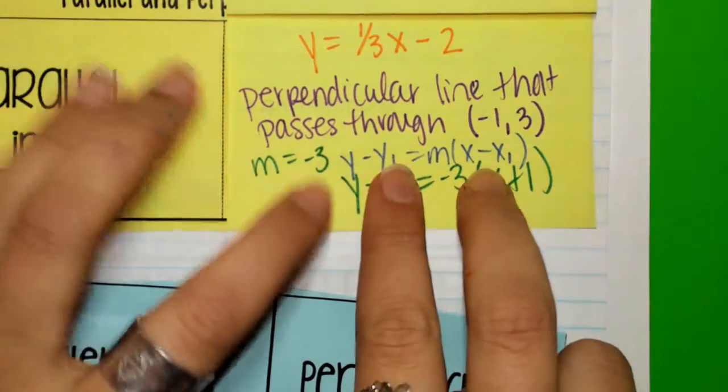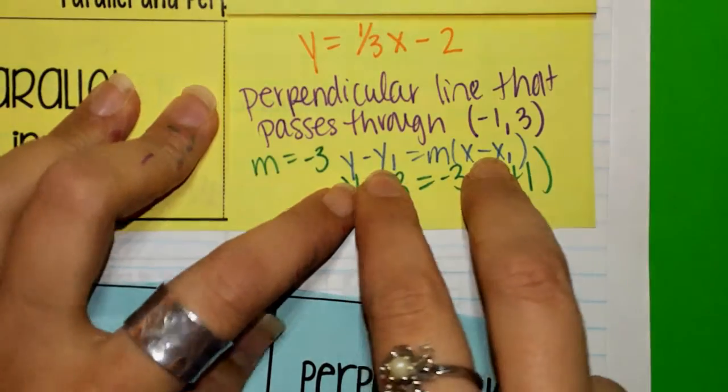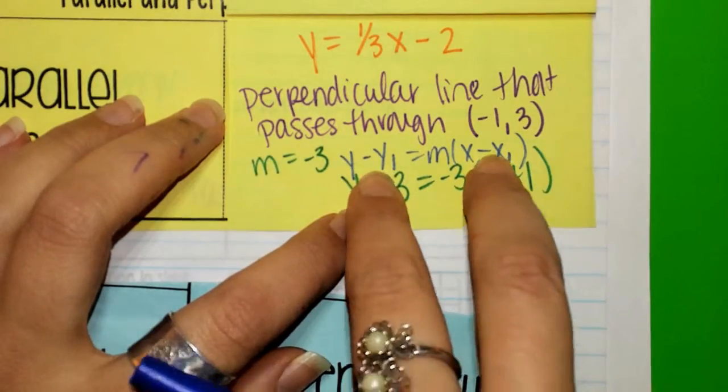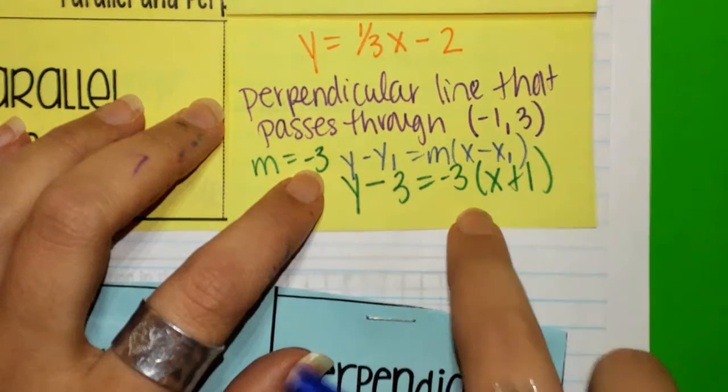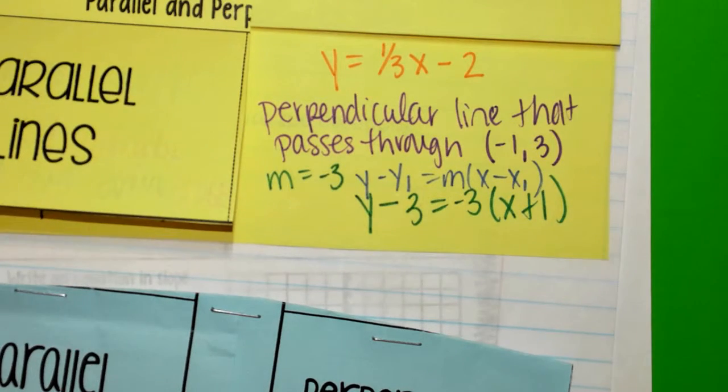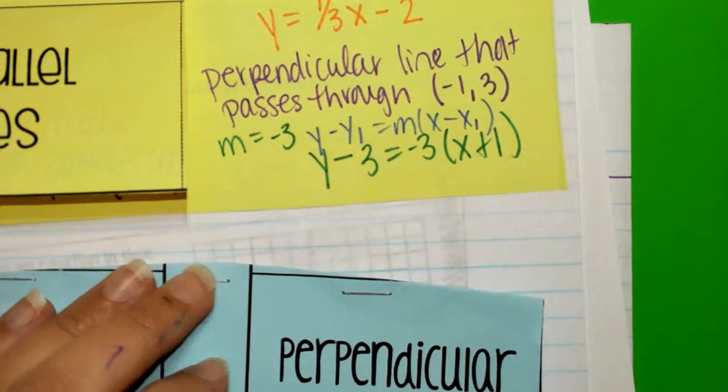Okay. All right, guys. So we are still plugging into point slope form. This is point slope form. We have our point. We have our slope. We plug it in. You're not even looking at the board, and I'm re-explaining it. All right. Open up perpendicular lines. We're going to graph.